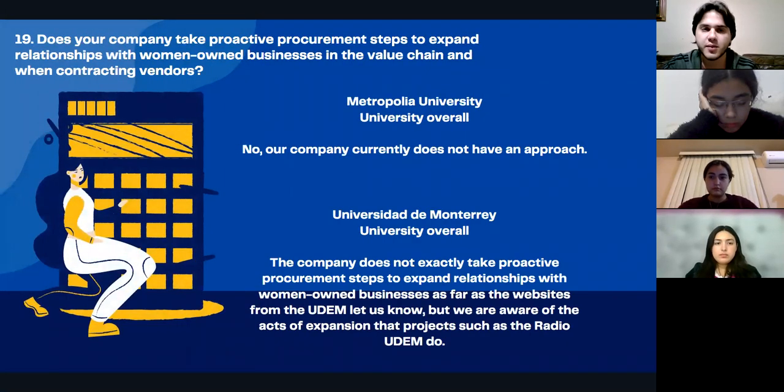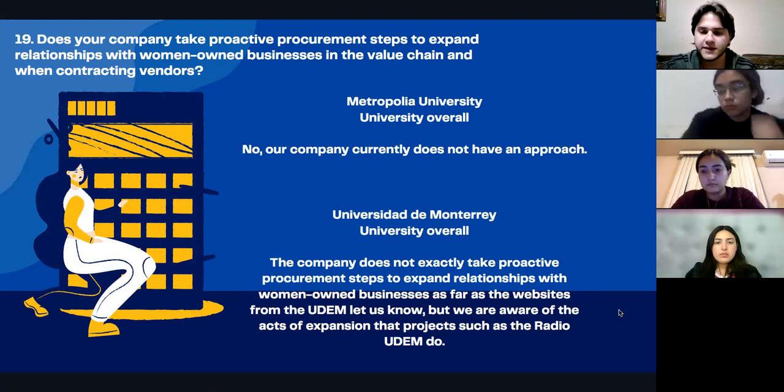And does your company take proactive procurement steps to expand relationships with women-owned businesses in the value chain and when contracting vendors? The company does not exactly take proactive procurement steps, but as far as we know, it expands through projects such as the Radio Lems, by talking with many women who are entrepreneurs.